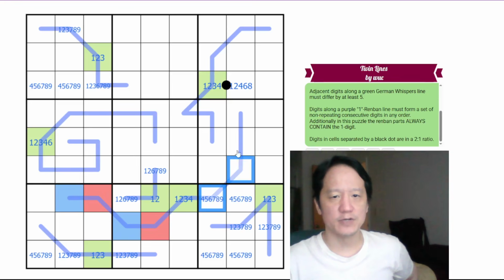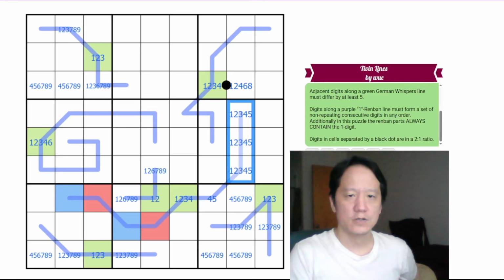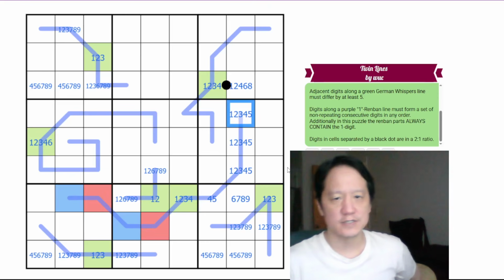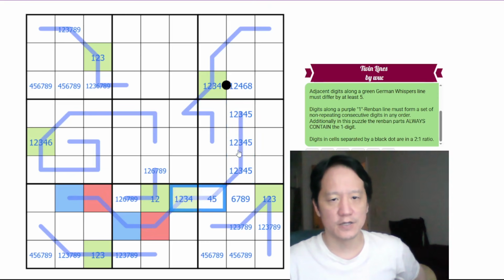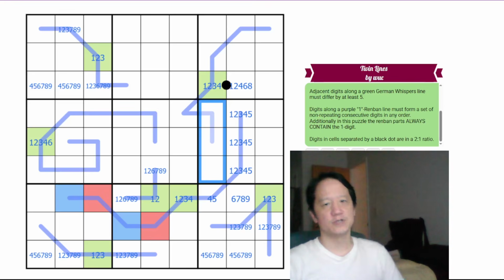This digit must be on a Renban, so it cannot be 6, 7, 8, 9. This is 1 through 5 here. So this has to be 4 or 5 because it can't be 1, 2, or 3, because the 1, 2, or 3 in this box is on this line. So this cannot be 1, 2, 3, 4, 5 because it sees all the digits on this Renban portion, which must be 1 through 5. These see all the 5, so this cannot have a 5 here. We don't know what else, though.